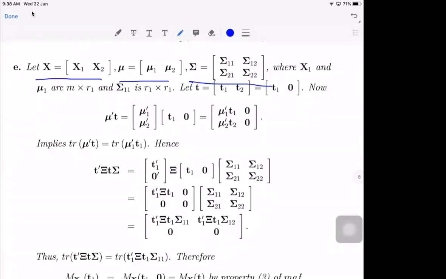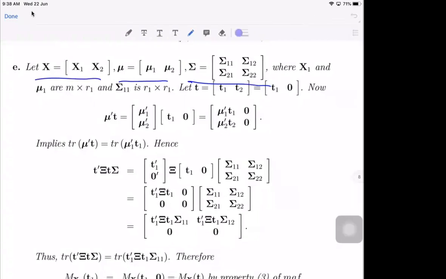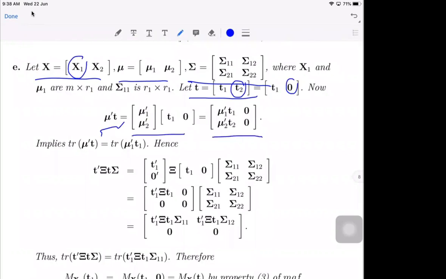Okay. So T here is also partitioned. And suppose T2 here is just 0. So what we want is x1. So we look at the value of mu hat t. If we multiply that, you have this. And get the trace of that. So that is equal to the trace of mu 1 prime t1 plus 0. So the trace is just mu 1 prime t1.